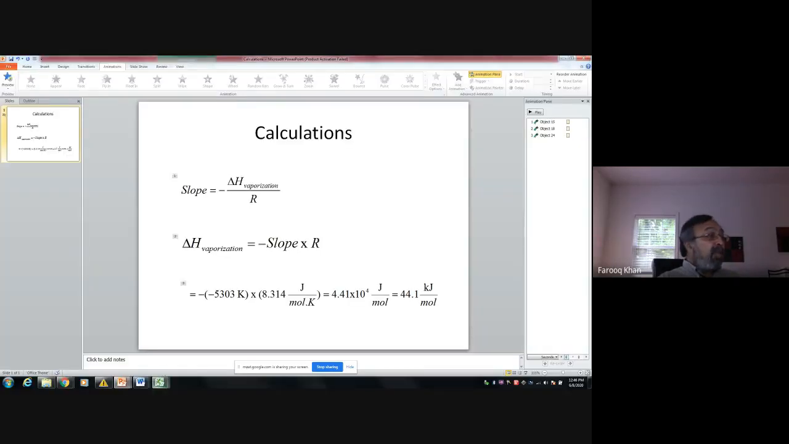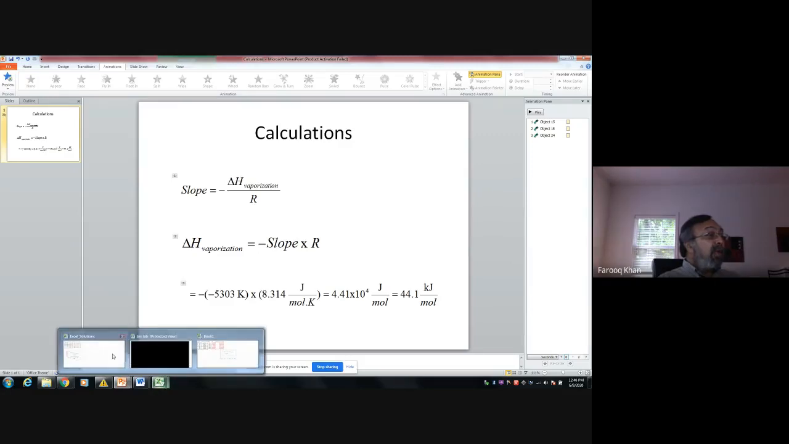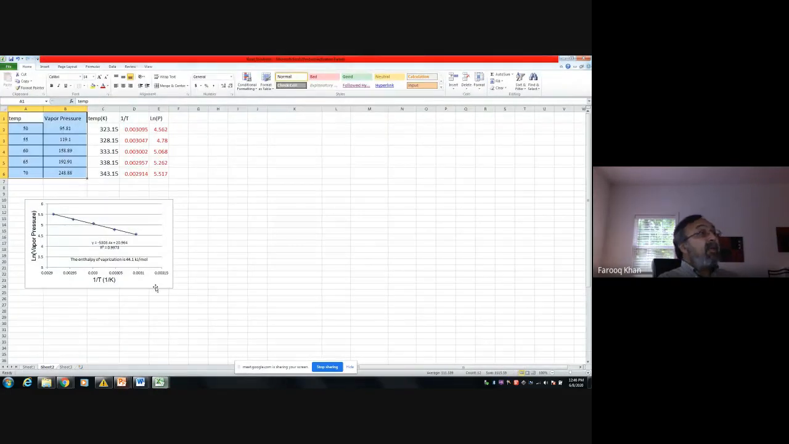And so what I want you to turn in then is a spreadsheet that looks like this, where the axes are labeled and the enthalpy of vaporization is given in terms of kilojoules per mole. And so we will go ahead now, and I will stop recording.